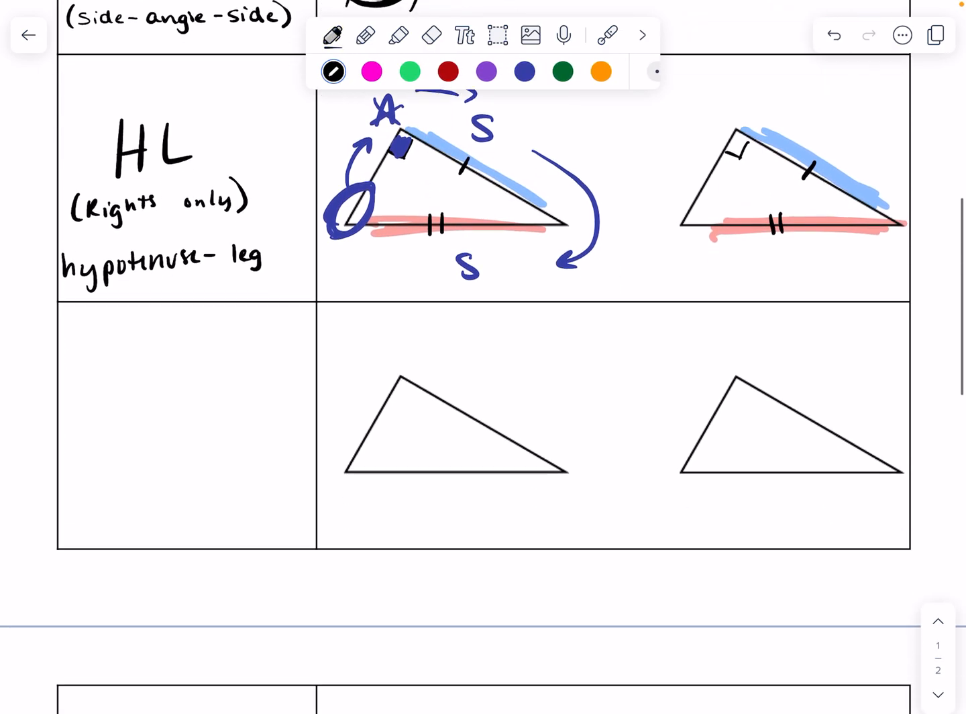So let's do the next one we saw, which was angle, side, angle.